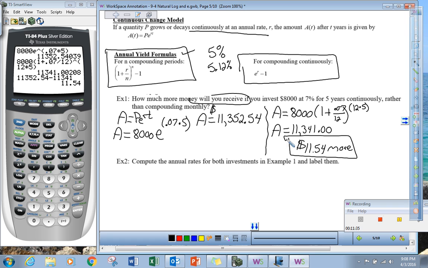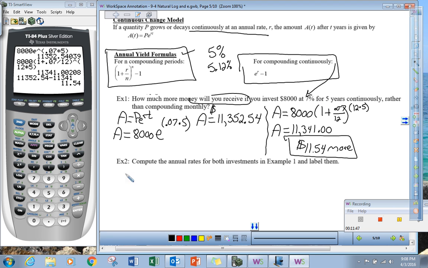Look down at example 2. It says compute the annual rates for both investments. Here you'll understand what I mean. Right now I'm getting 7%. But what would that be if we wanted to just talk in terms of annually? That's what most banks do. If you walk in, you won't see how they're going to compound your money. They won't tell you that, hey, we're giving you 1% interest compounded monthly. They're just going to tell you what it would be every year.